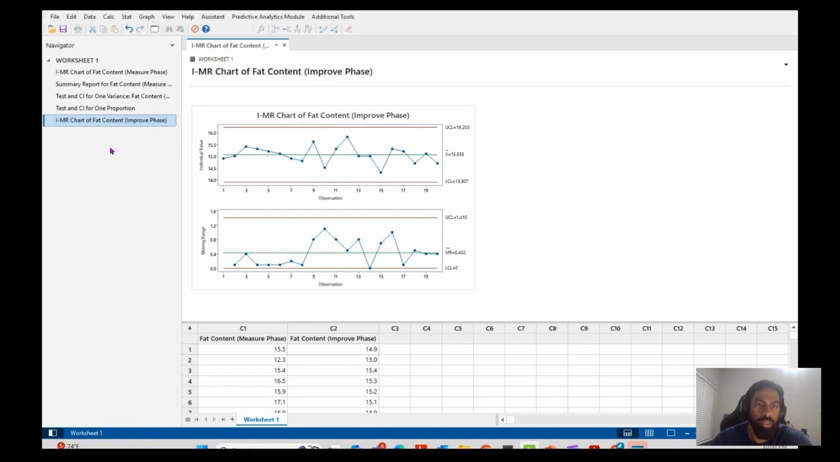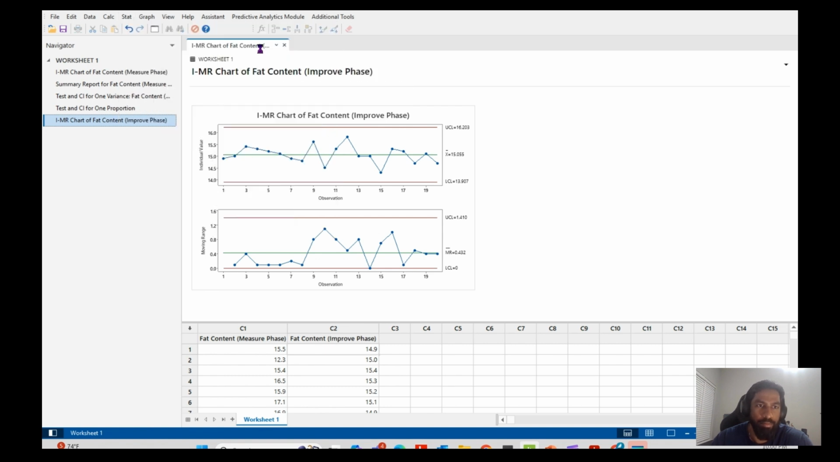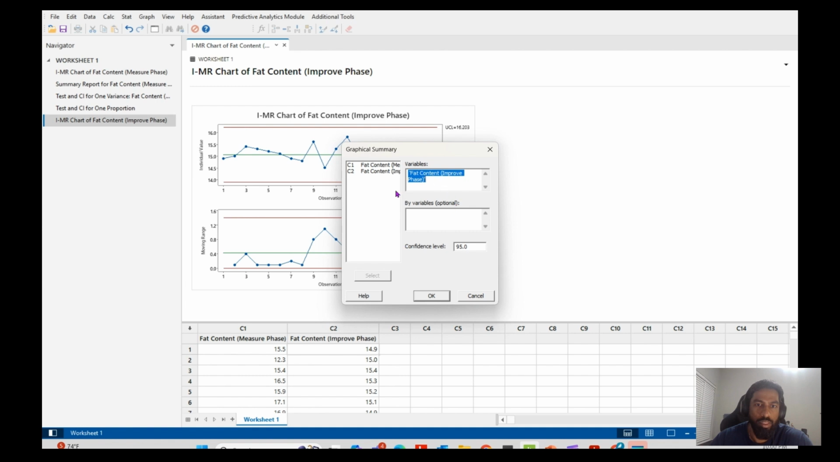Next, what we need to do is check for normality of the data and also the confidence interval of the mean. To do that, we're going to go to Basic Statistics and Graphical Summary. So here, let's select column C2 because that's what we are interested in. Confidence level can be 95, and then hit OK.